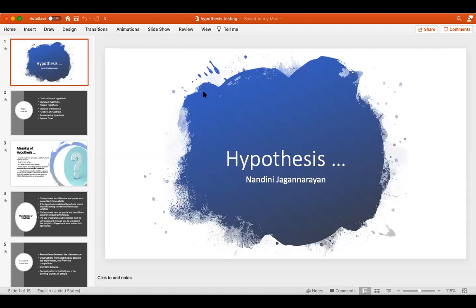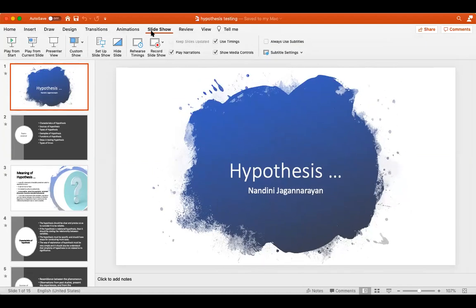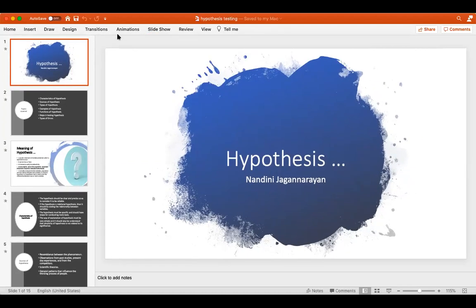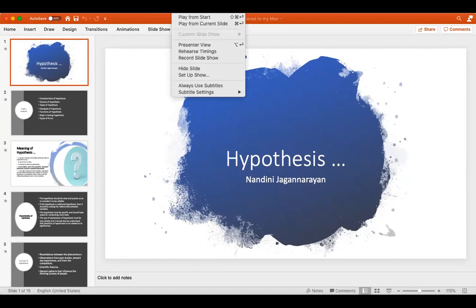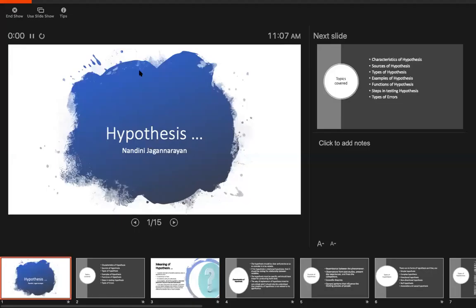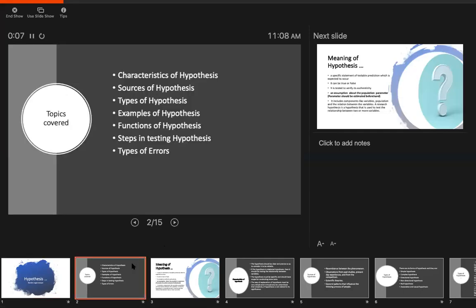So today we will talk about hypothesis testing. Till the last class we spoke about what is research, types of research, the steps in research, and research design. Now we talk about hypothesis. What is a hypothesis? And we'll see what topics we'll be covering in the class.